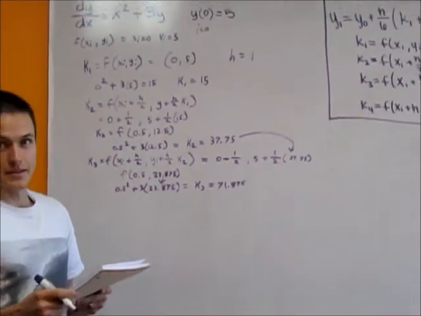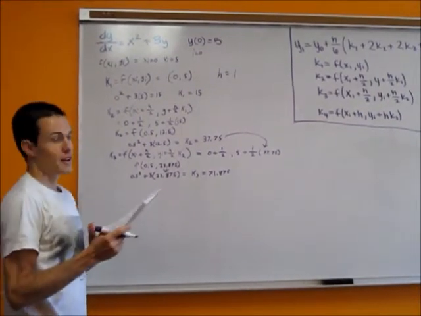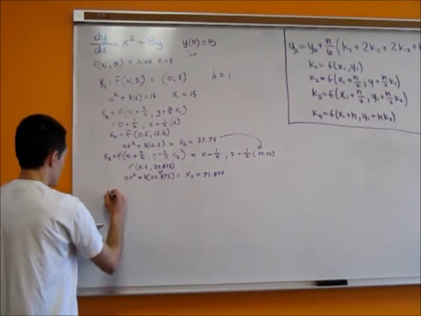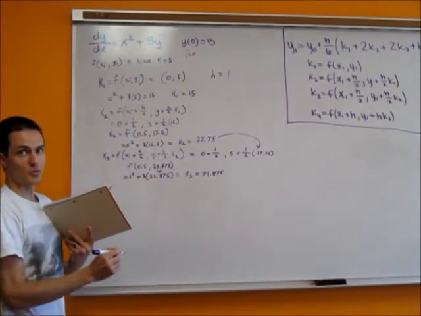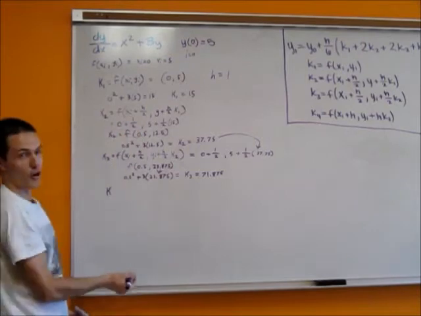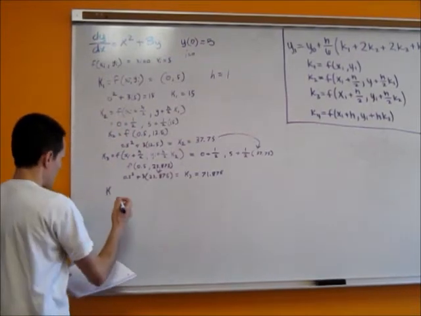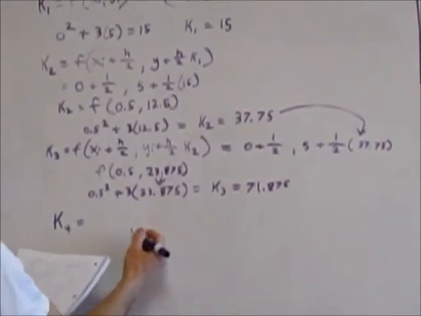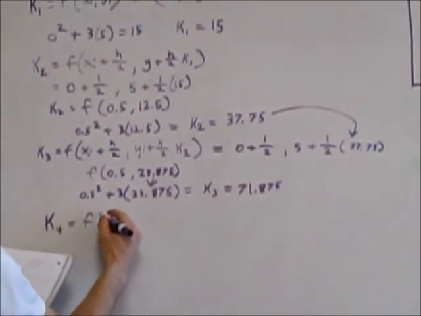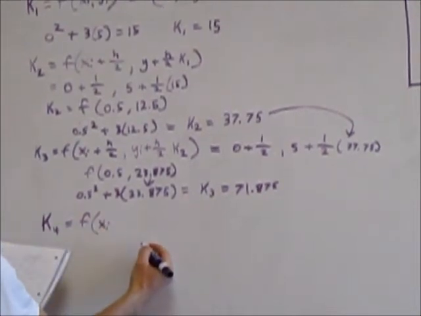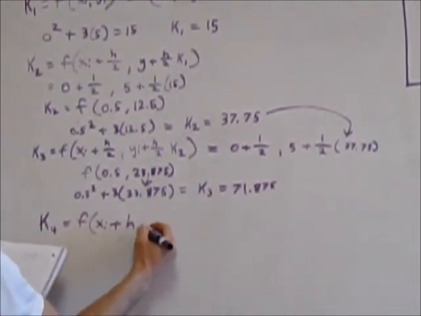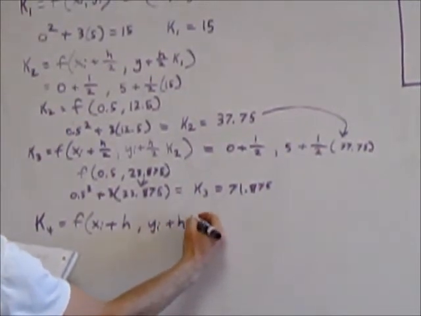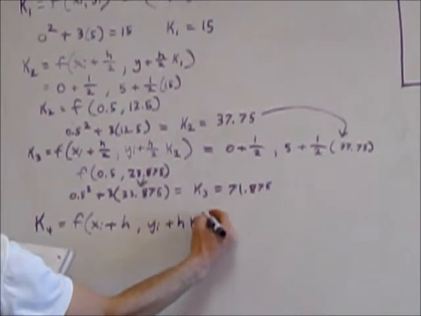Now, finally, we have the Runge Kutta method, K4. That's why this is done mainly in computer programs, because it takes a long time to get our next step, but it's very accurate depending on your step size. So our K4 is a little bit different. It is xi, or x initial, plus our step size, and then our y initial plus h times K3 value.